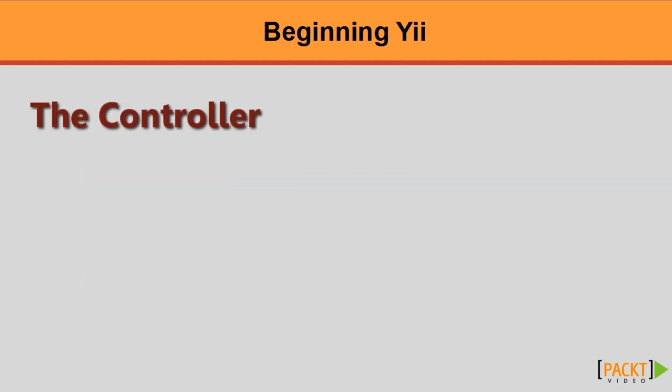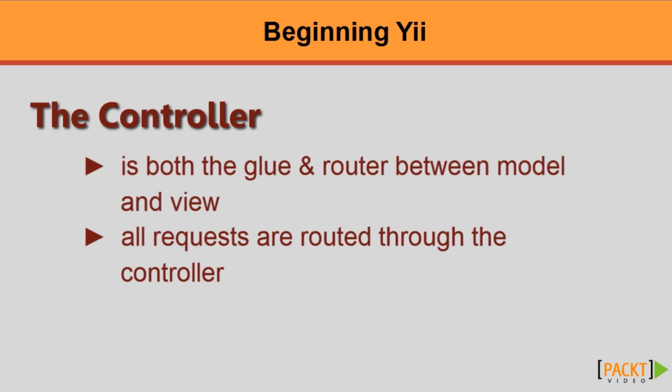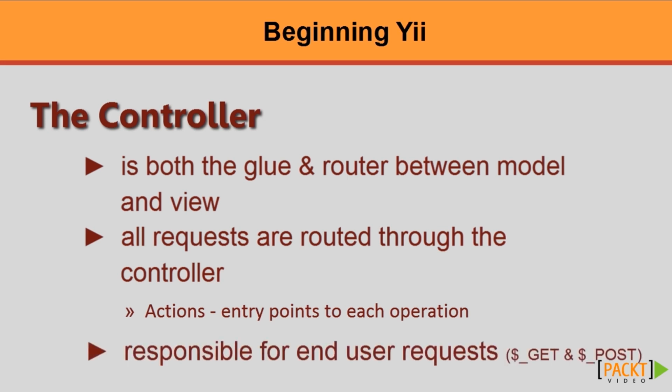The controller is both the glue and the router between the data model and the view. All requests are routed through the controller in the form of actions. Actions are entry points to each operation required by our application and will call models and render views as appropriate. Controllers are responsible for dealing with end-user requests, such as $_GET and $_POST variables.